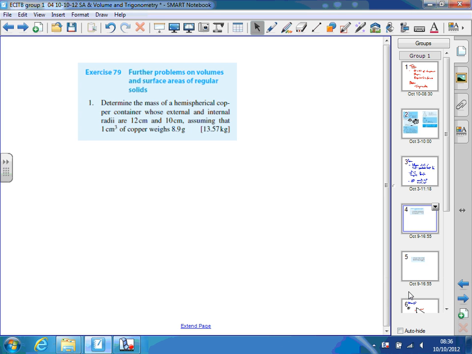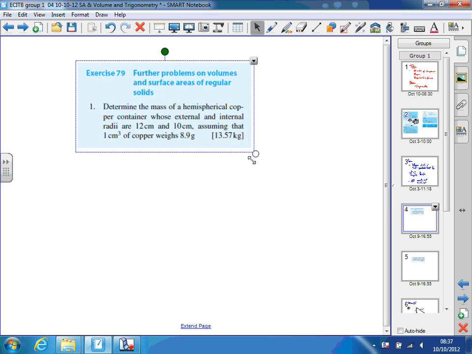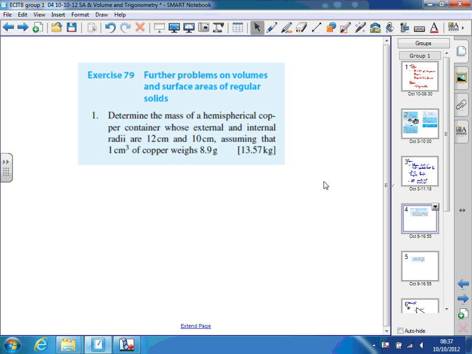So, setting out a problem to find the volume and surface area of a solid, which is what you're going to be doing in assignment 2, or part of assignment 2. Let's have a look at the question. Determine the mass of a hemispherical copper container, whose external and internal radii are 12 and 10 centimetres, assuming that 1 cubic centimetre of copper weighs 8.9 grams.